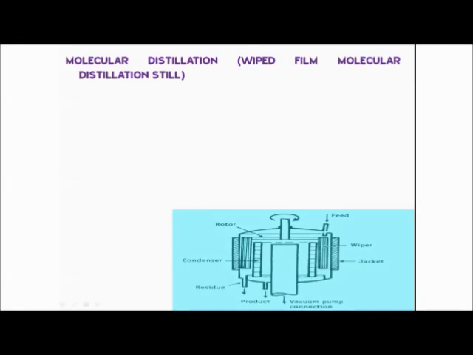The next type is the molecular distillation. This type of instrument is known as wiped film molecular distillation still. So this is the wiped film. I am showing you before starting the process. See, it is the same as the earlier one. It is a vessel which has the feed at the top, right? The feed inlet is at the top.